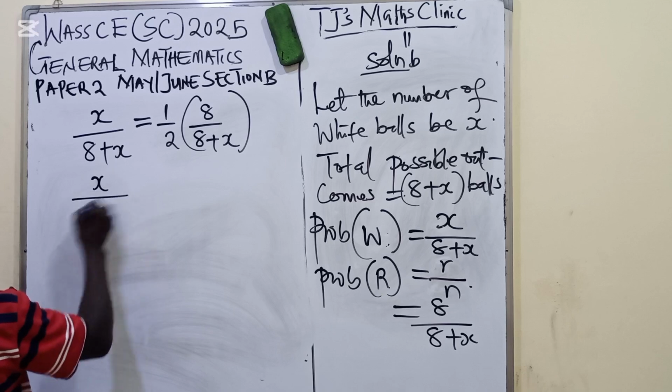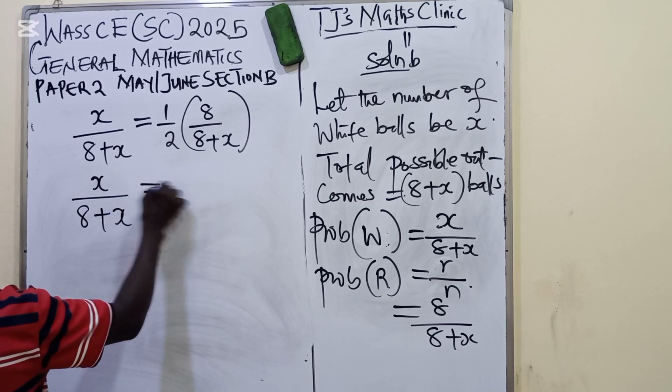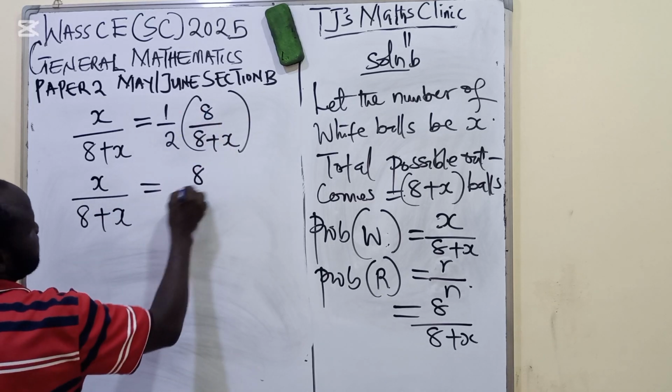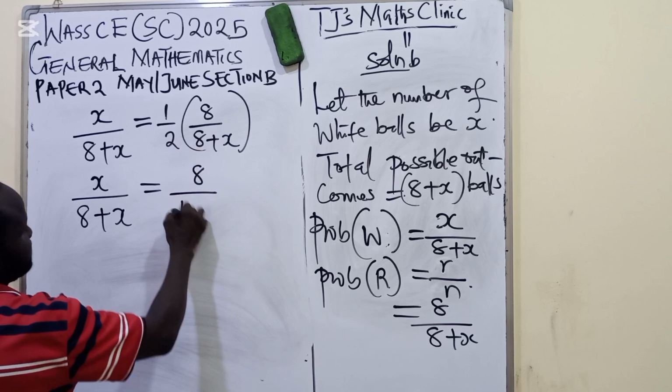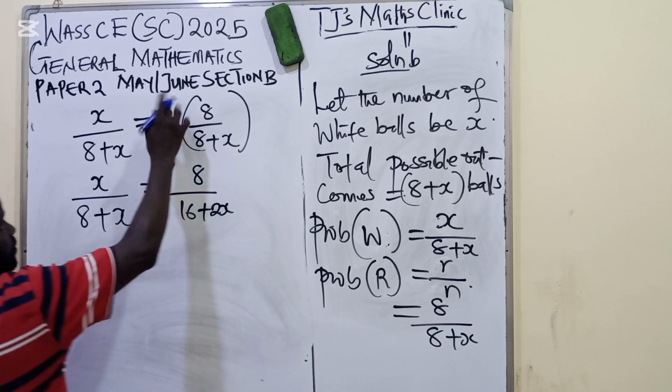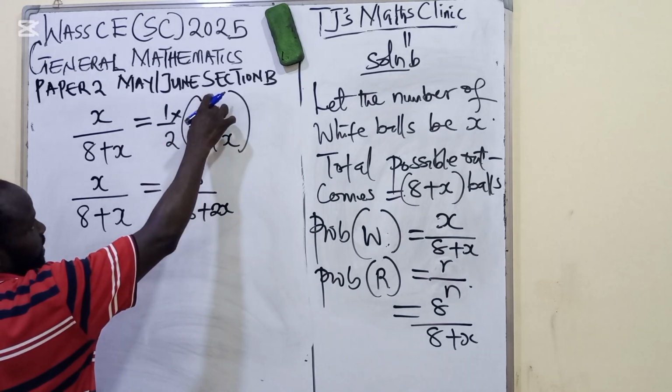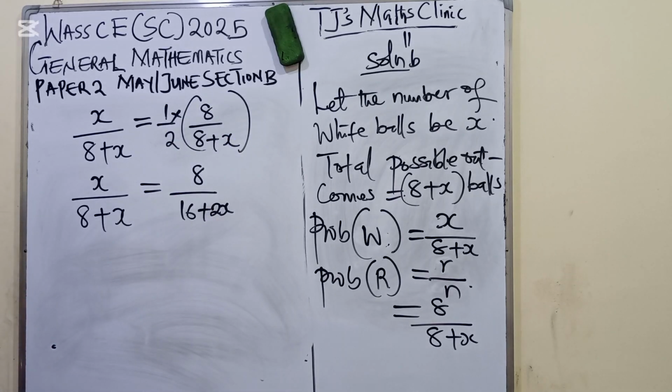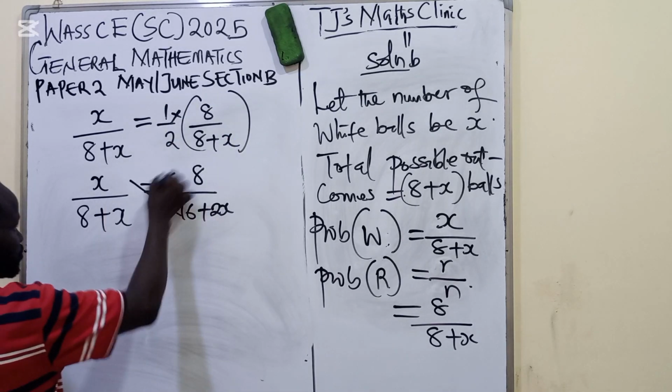That will be x divided by 8 plus x will be equals to 1 times 8, that's 8, into, we can say 2 times 8, that's 16, plus 2 times x, that's 2x. Because this is like multiplication: 1 will multiply 8, 2 will multiply 8 plus x. So at this point, we can cross multiply.